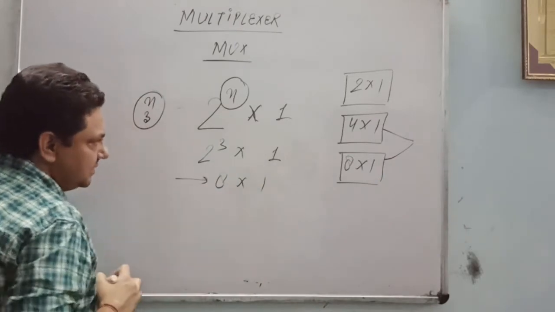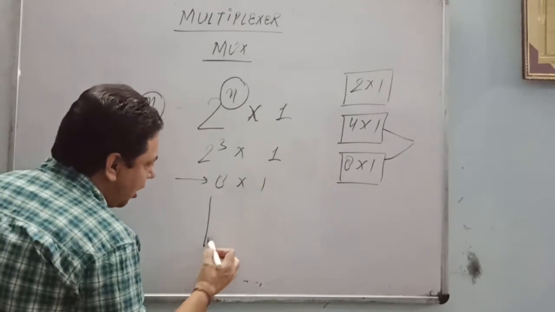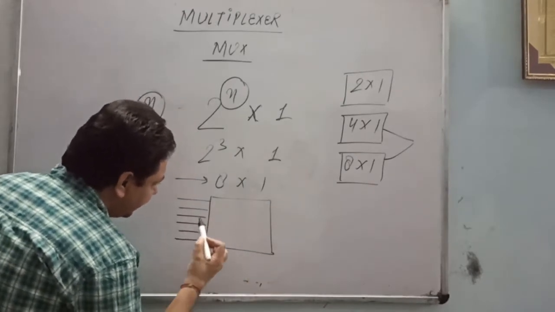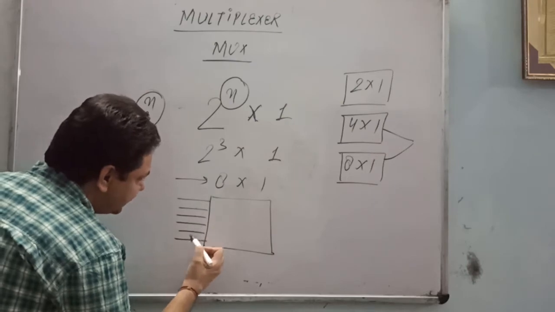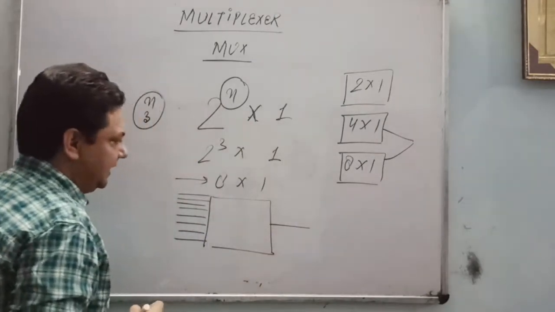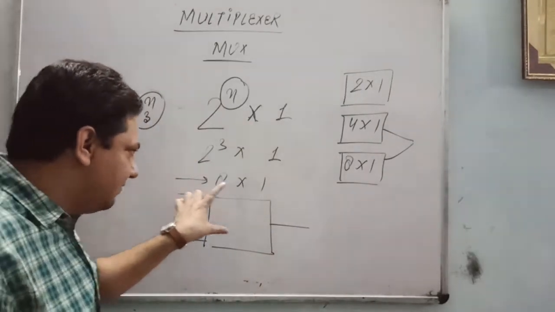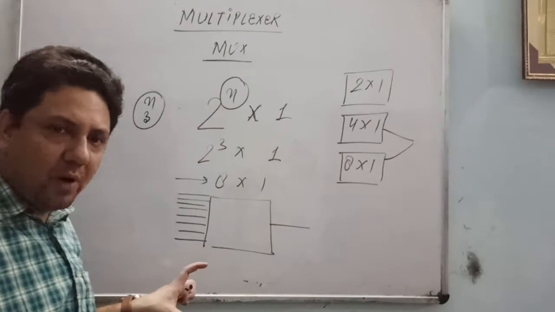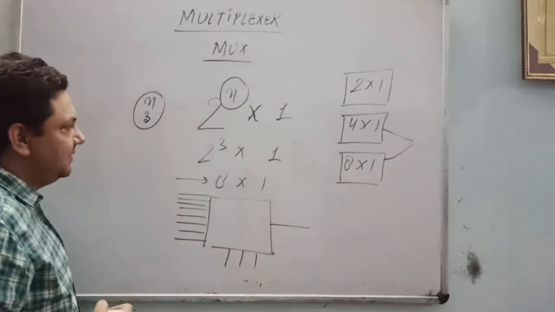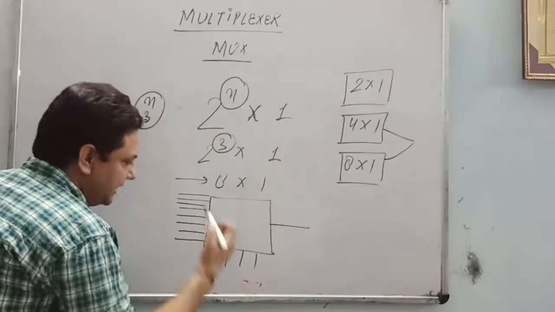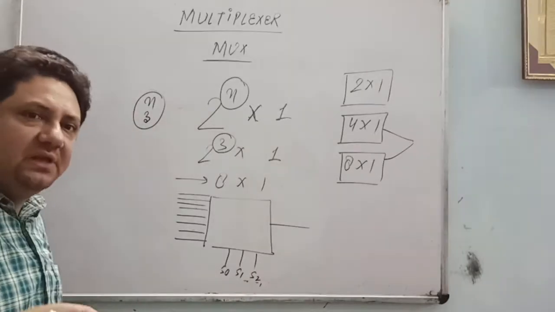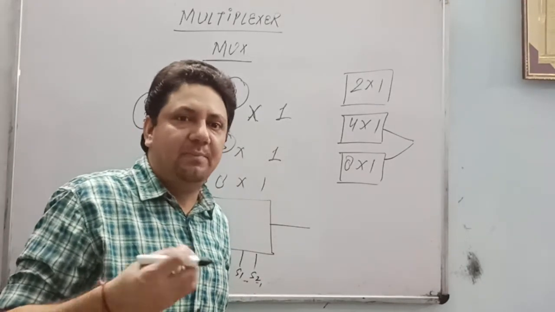This means the parameter is 8 input lines: 1, 2, 3, 4, 5, 6, 7 and 8. 8 input lines and one output line. Understand? So how many selection lines are required to handle or manage these 8 input lines? 3. These are the 3 selection lines. The selection lines play a very important role in the multiplexer. On the basis of these selection lines, we can select the input and it will produce the output.